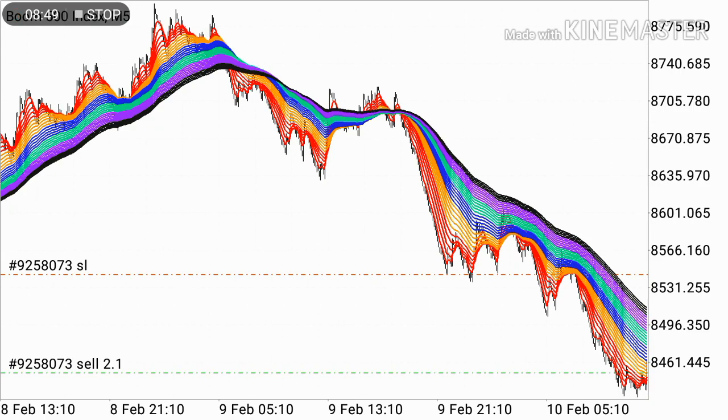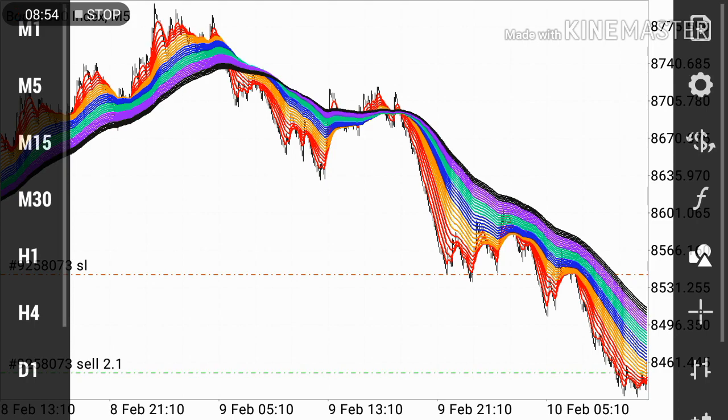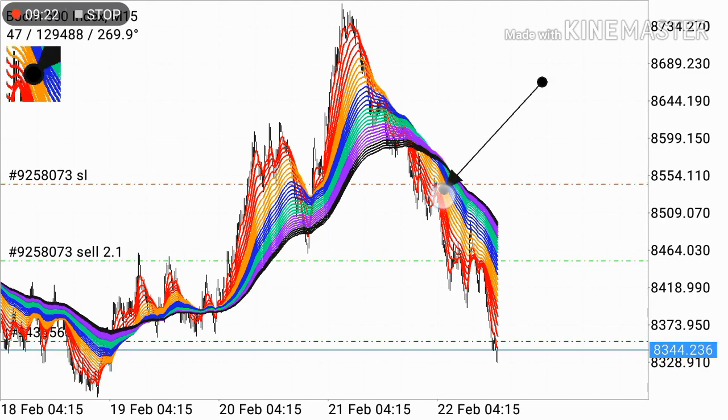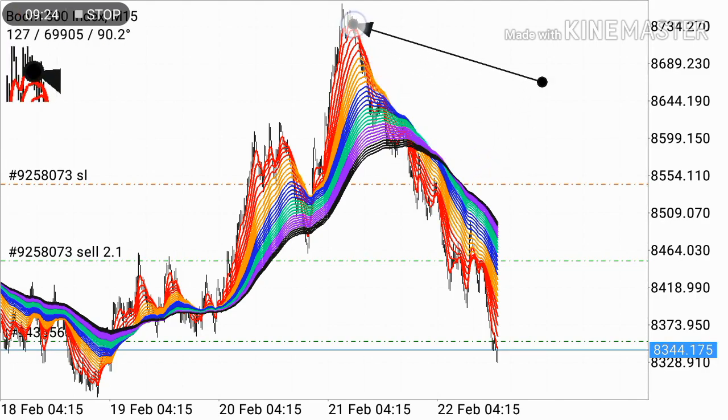So now it's time to tell you how to trade using this strategy. Switch to M15 and let me show you the things. First of all, look at this point. Once all moving averages start going down, you have to open your position, like here a sell position. For SL use the previous high.